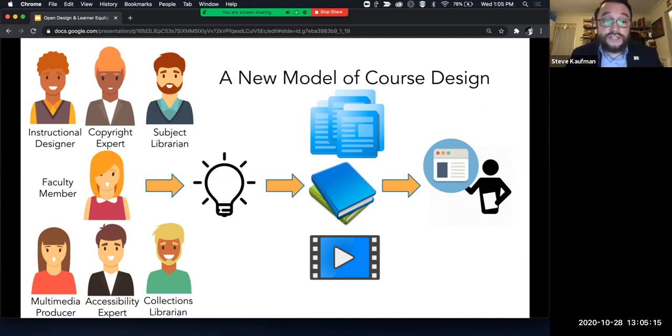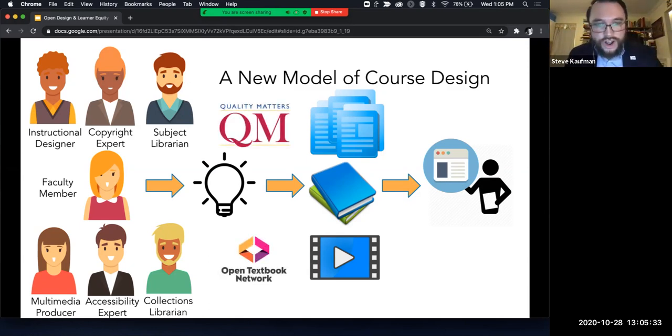Most of our institutions have an office of accessibility. They certainly can assist the faculty member. And of course, we have a collections librarian that actually takes care of the purchasing of materials. And if you have a library at your institution, there is someone in charge of buying the stuff. So as a part of this new model for course design, right, leveraging this team, this is where I introduce the conversation about Quality Matters, because we're already talking about the course and we're already going through an alignment map.